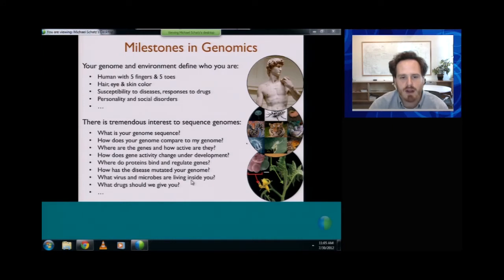As a result, there's a tremendous interest to sequence genomes and to sequence the RNA and to really study these cellular activities. There are really fundamental and important questions like, what is your genome sequence? How does your genome compare to my genome? Where are the genes in your genome? How active are they? How does the activity change under development, and so forth? Really, the list of questions goes on and on related to all these cellular processes.